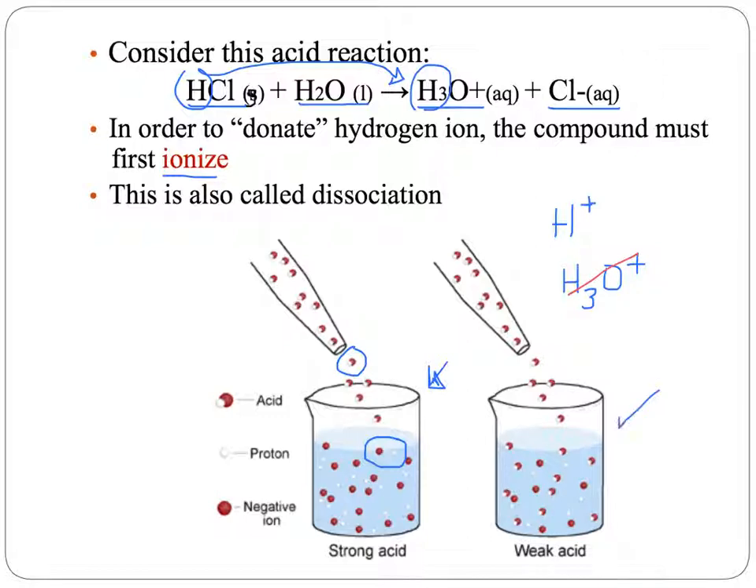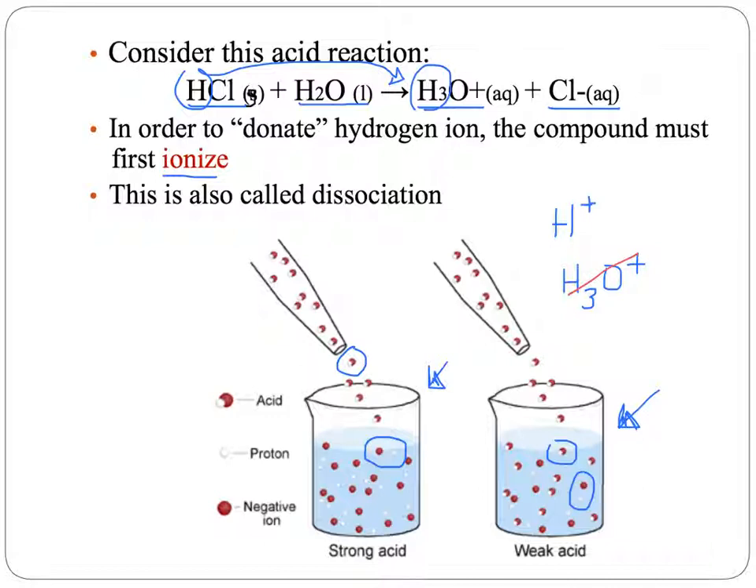Whereas on the right, this beaker contains a weak acid, and you can see from the picture that when the weak acid molecules go into solution, a lot of them stay together. They don't ionize, so it remains bound as a compound. It doesn't dissociate or ionize into two separate ions. So that gives you the definition of a strong acid versus a weak acid.